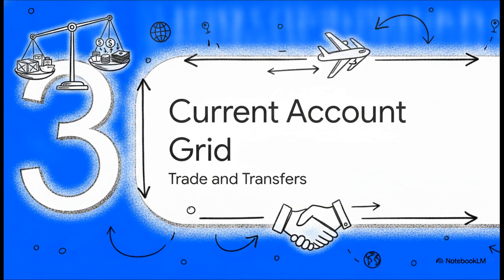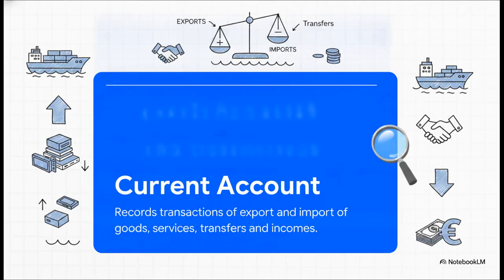Okay, part 3, the current account grid, trade and transfers. The current account records transactions relating to the export and import of goods, services, unilateral transfers, and international incomes. You can basically think of this account as the one that calculates the value of a nation's exports minus its imports, and then perfectly adjusts that baseline number for any international incomes and net transfers. It's essentially the day-to-day income and expense tracking of the entire nation.